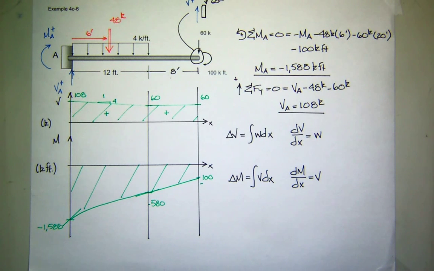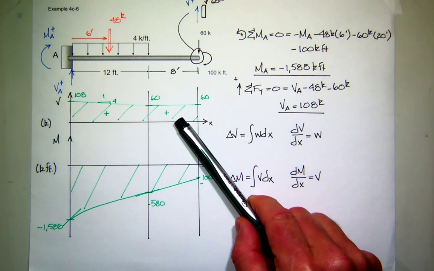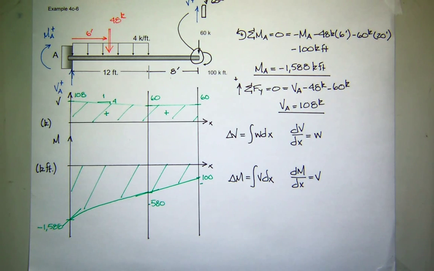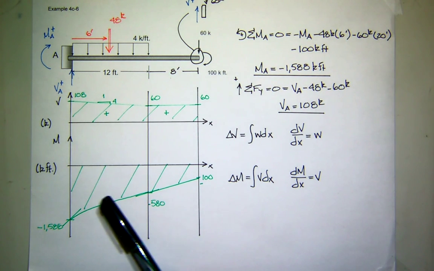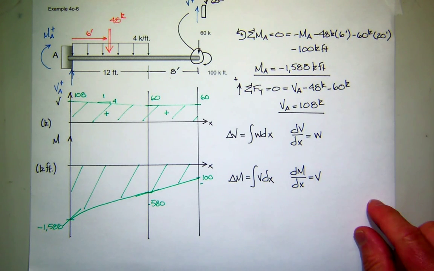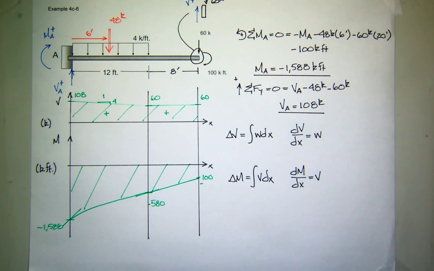So what's the maximum moment in the beam? Negative 1588. It occurs at the fixed connection. What's the maximum shear? 108. Interesting enough, this beam has all negative moment. Wow. So if you made this out of reinforced concrete, where would your reinforcing go? Top or bottom? Top. Any other questions?